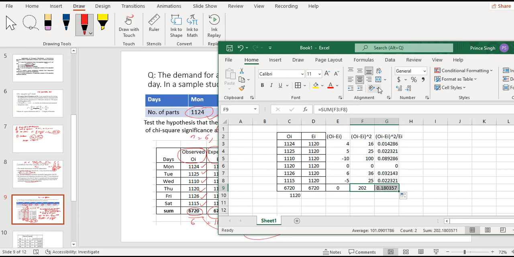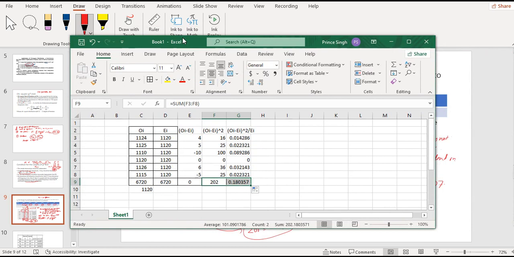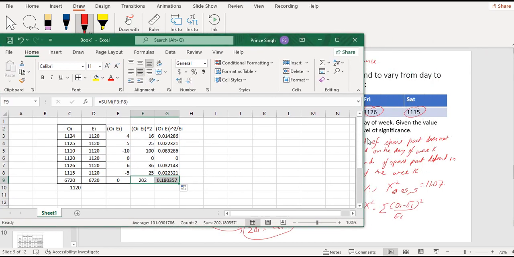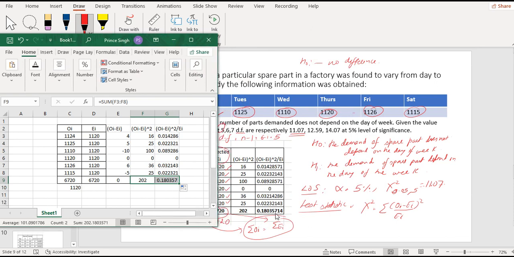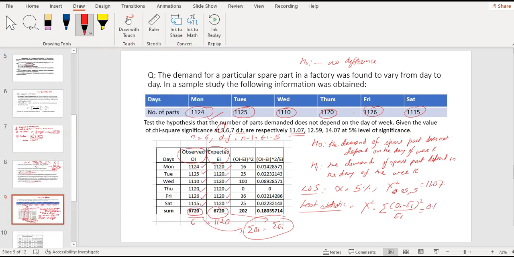Okay, so this is the value of the chi-square characteristic. If I show you here, the calculated value of observed minus expected, squared, divided by expected frequency comes out to be 0.180357. Because this is the calculated value, I compare it with the tabulated value.